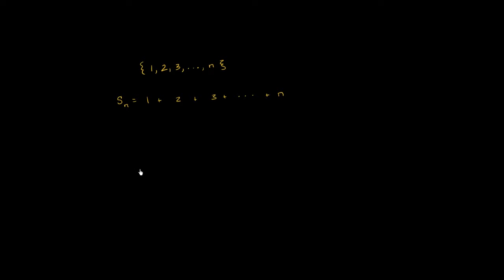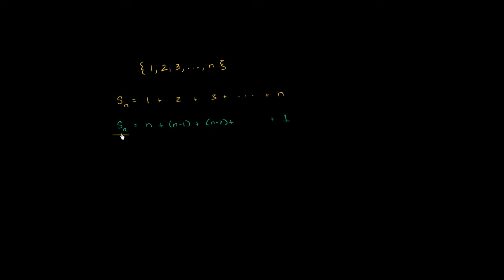Well, we're going to do a neat little trick here where I'm going to rewrite this sum. So I'll write it again as S sub n. But now I'm just going to write it in reverse order. I'm going to write it as n plus n minus 1 plus n minus 2 all the way to 1. And now I'm going to add these two equations. So we know that S sub n is equal to this, so we're adding the same thing to both sides of this equation up here.